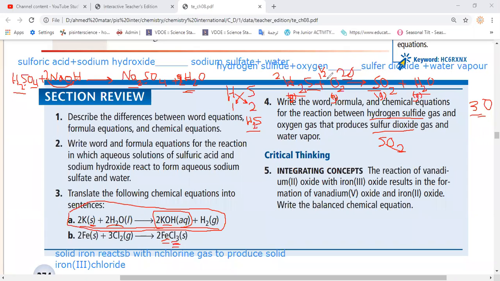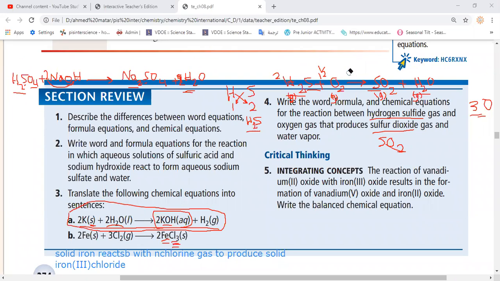Can I have a half atom? Can I get a half atom, guys? No, I cannot get a half atom. How can you get a half atom in nature? It cannot happen, yes or no? So in that case, I'm going to multiply the whole equation by 2 to remove this half, like in math. So this H2S will be 2H2S.